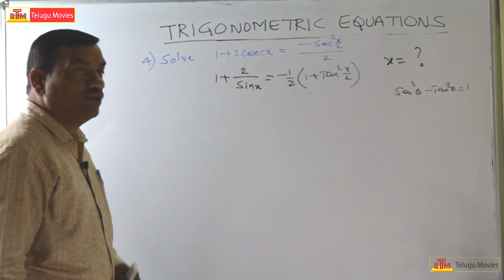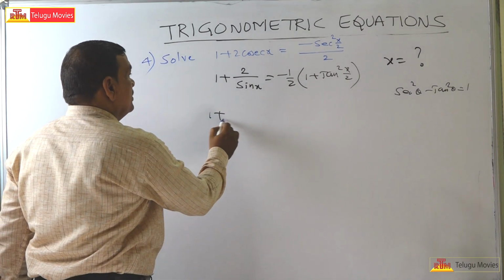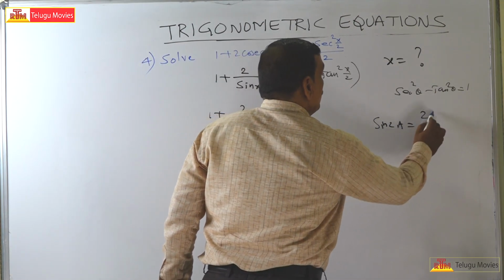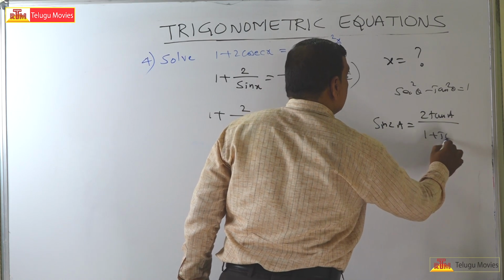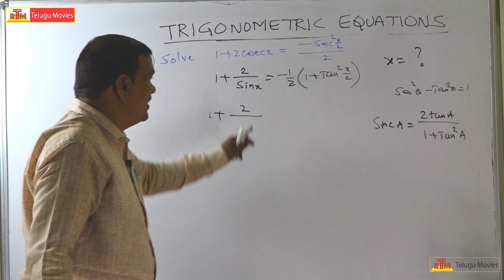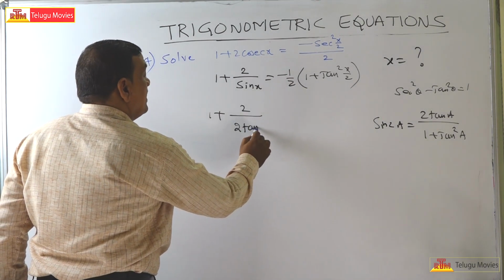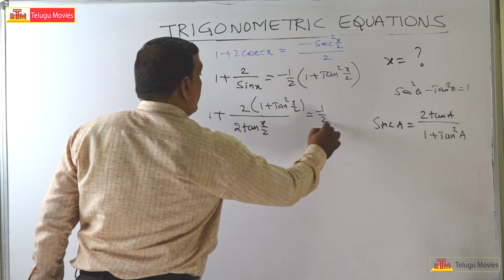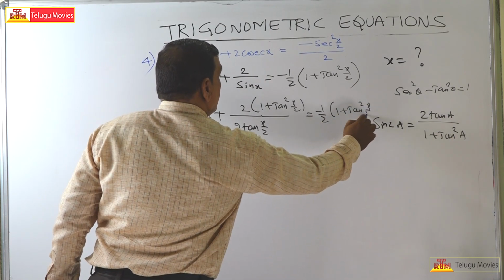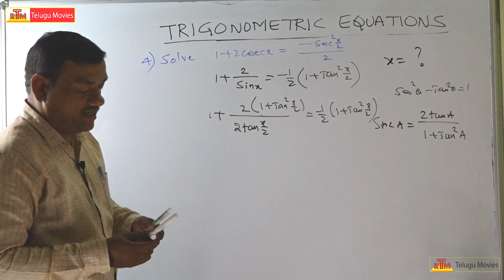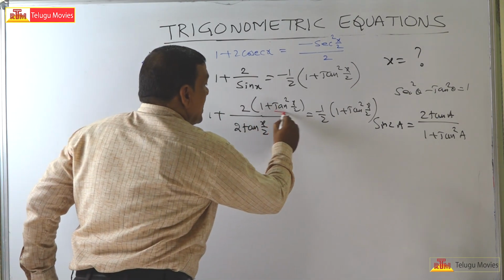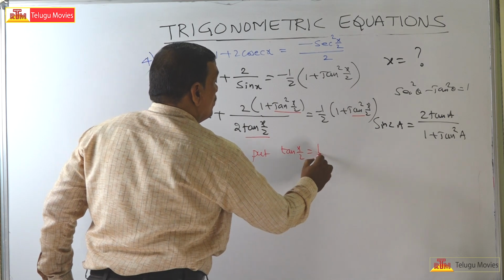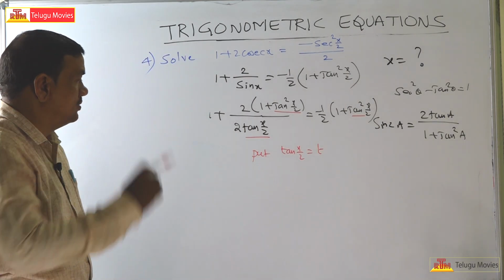Now I am converting into tan square x by 2. Here also what I am going to do is use the sin 2a formula in terms of tan. Sin 2a is equal to 2 tan a upon 1 plus tan square a. So you write it as 2 tan x by 2 upon 1 plus tan square x by 2, that is equal to minus 1 by 2 into 1 plus tan square x by 2. That means the total problem I converted into tan x by 2. That's why put tan x by 2 is equal to t.